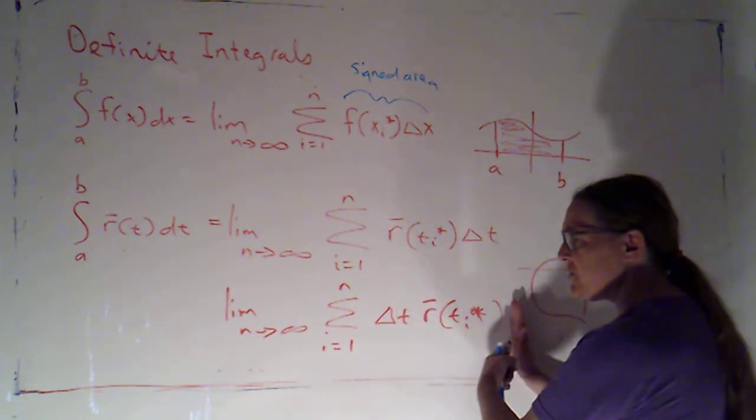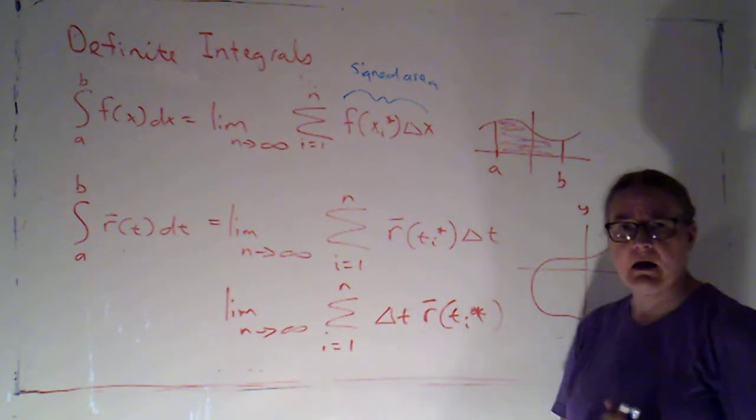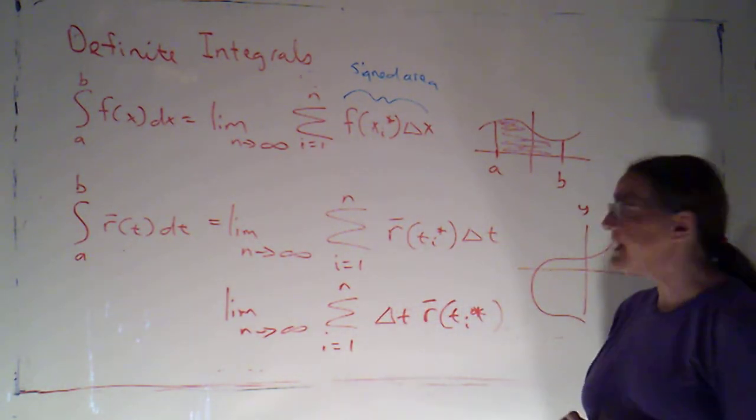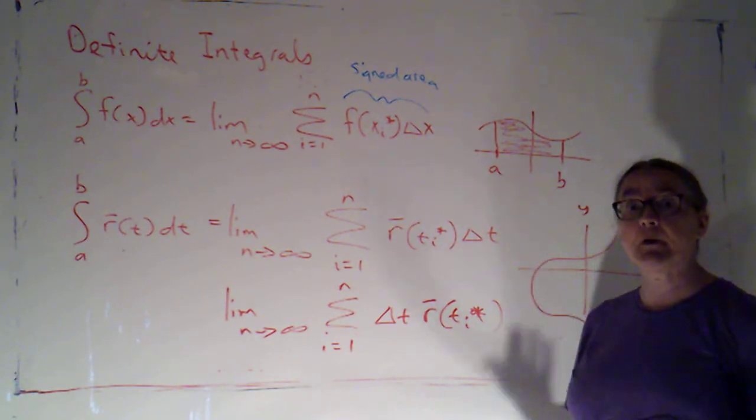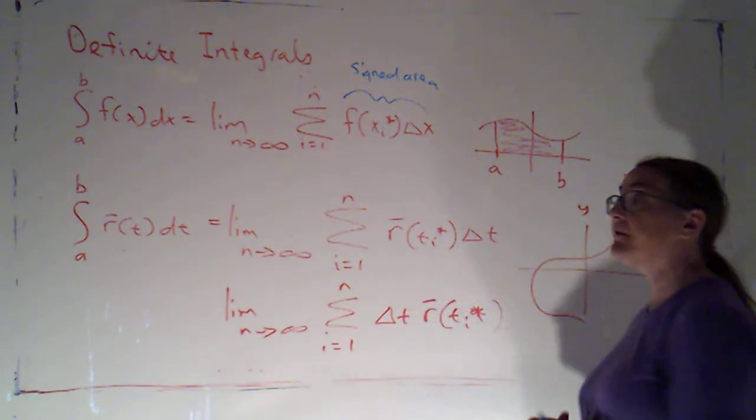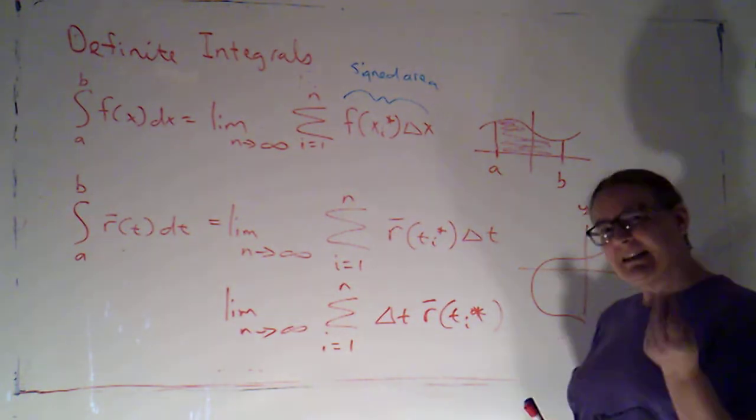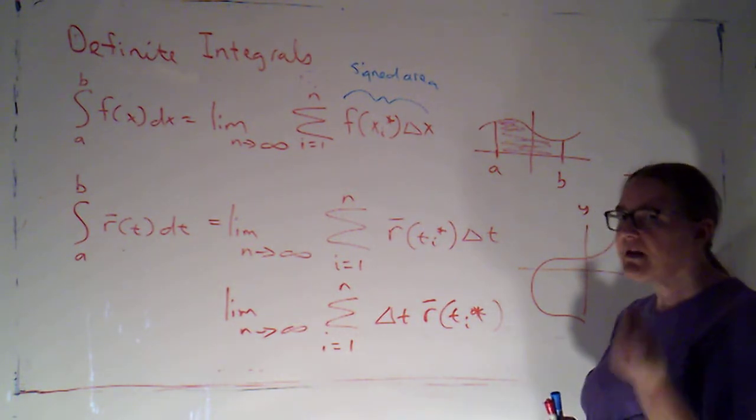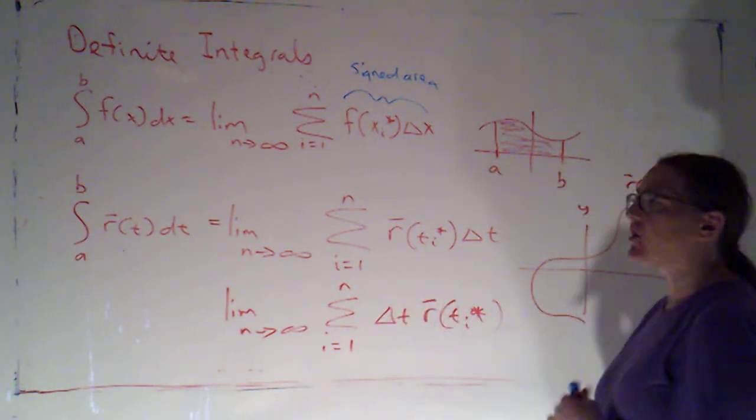So what I want to do is I'm going to end this video now. In the next video, we're going to take a look at an example of a Riemann sum created with a vector function and see if we can make sense of what that means and what it is that we're trying to calculate.